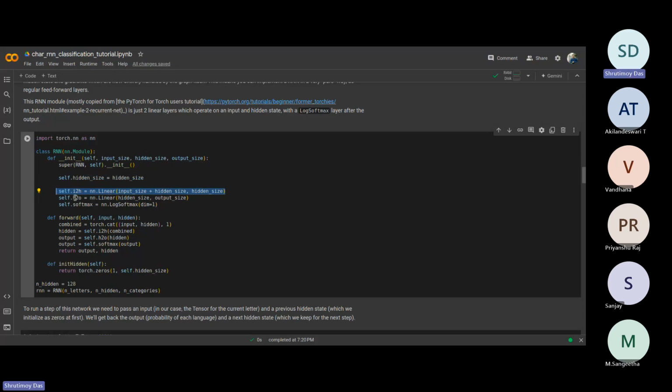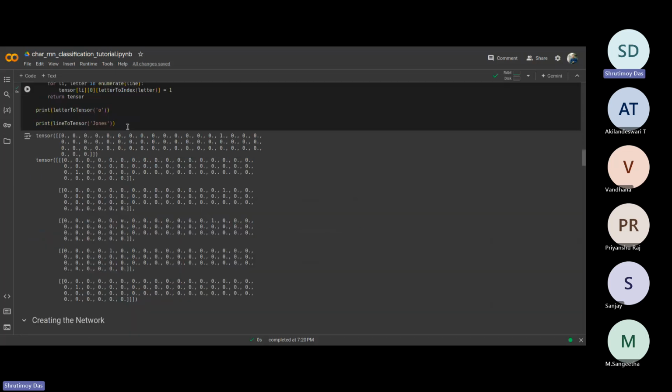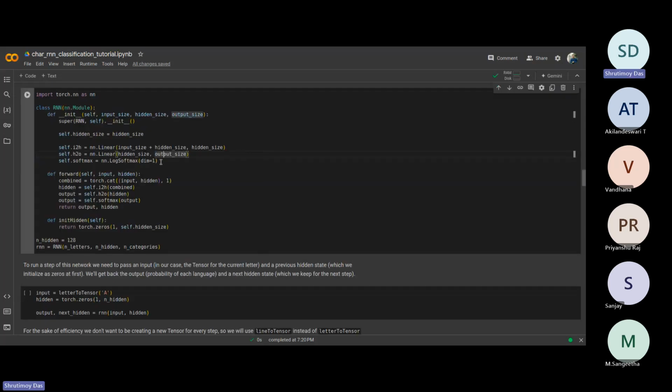And again, if you remember the H2O part that we saw just now, you take the hidden size that you have and you want the output size. So output in this case will be, the task that we are trying to do is a classification task. Given some surname, you want to see whether it is a French surname or an English surname and so on. So that is your output size.